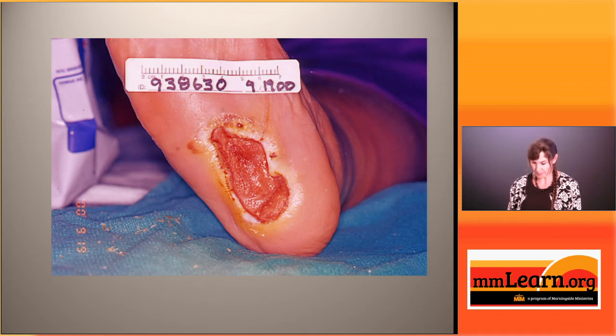Here are some other examples. Again, with the diabetic foot ulcers, they can occur anywhere on the plantar surface of the foot. They are a direct result of a loss of protective sensation to the foot. And on this one, you can see this is a pretty extensive wound, full thickness. You can also see a little bit of hyperkeratotic tissue around the peri-wound area as well.